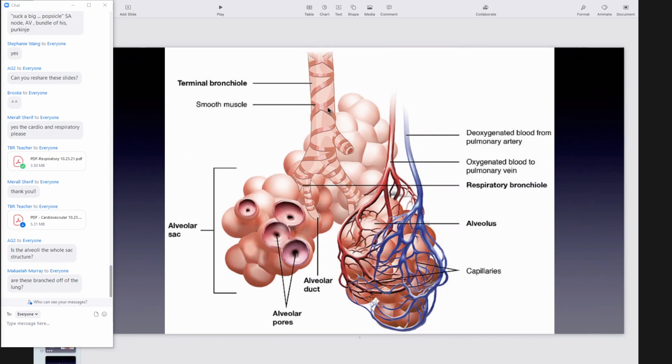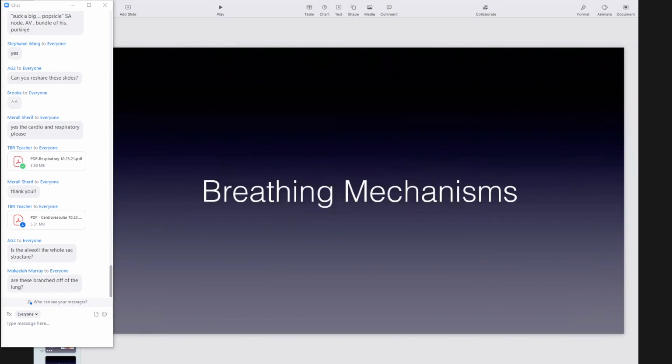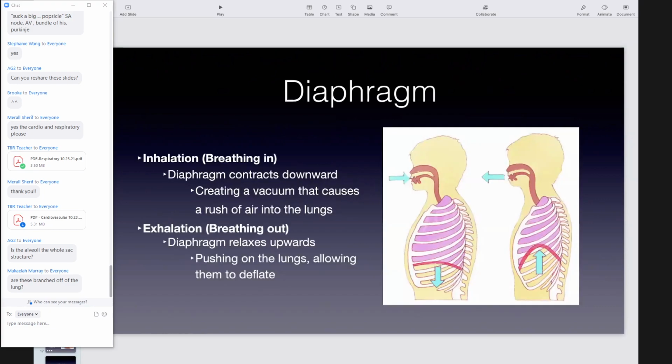So there's different things we can do to keep these airways open. We do the same thing for asthma and COPD type patients. Smooth muscles in the airways are very important. Okay, breathing mechanisms. How does breathing actually work?